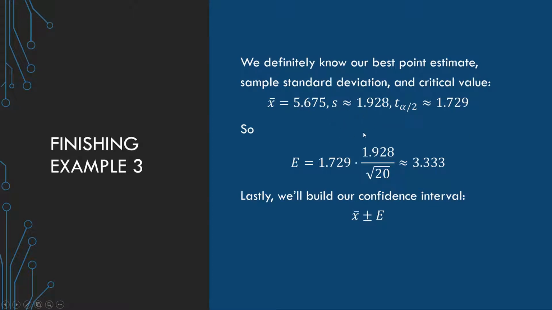And then we just stick those numbers into our equation for the margin of error, and I get about 3 1/3 years. It's not 3 1/3 exactly, but that's close enough for government work here. So that's my margin of error. I need to build my confidence interval using this margin of error and my sample mean. So I'm going to add and subtract to get my upper and lower bounds respectively.